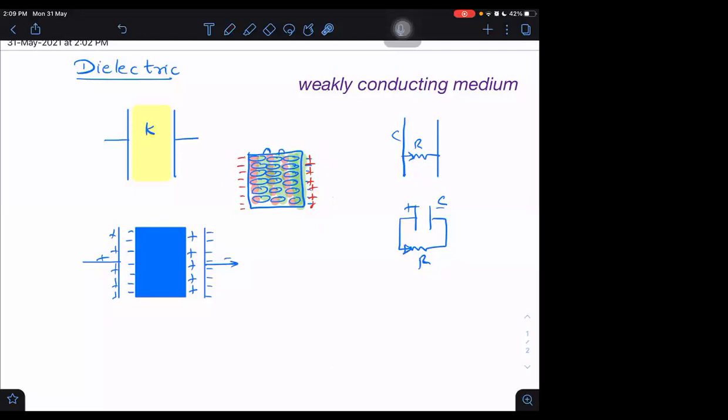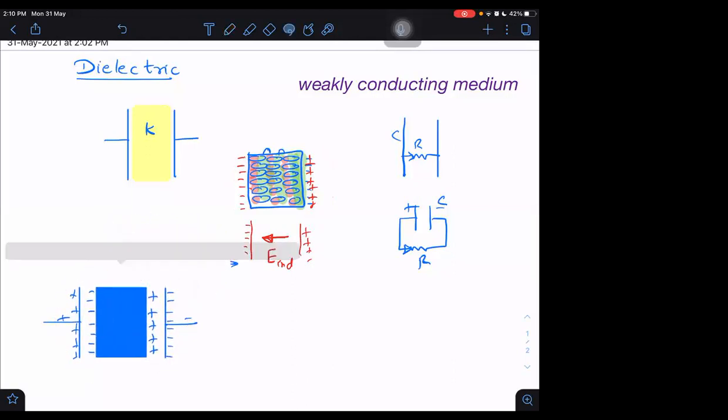As a result, there will be a field because of these charge densities. I can treat one like a negatively charged plate and the other like a positively charged plate. So in between, a field is created in the opposite direction. This is the induced field, E induced. Initially, when there is no dielectric at all, what would be the field? Sigma by 2 epsilon naught.